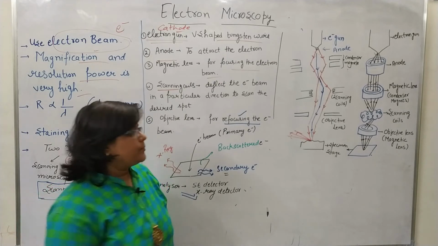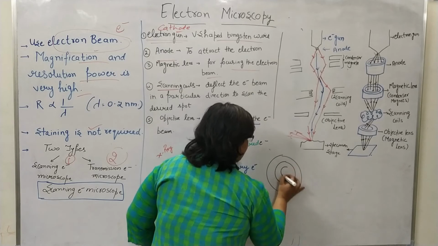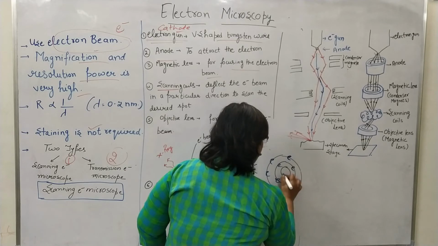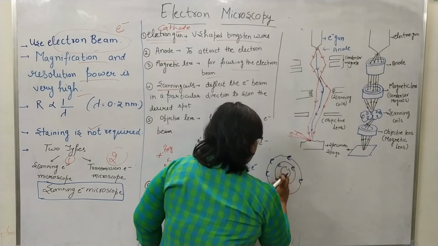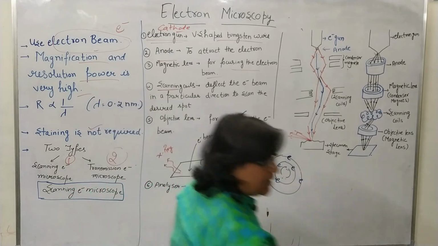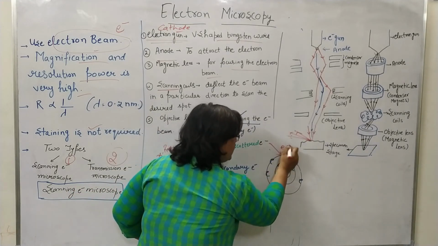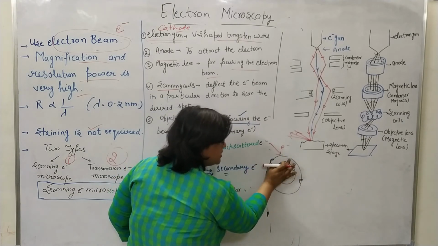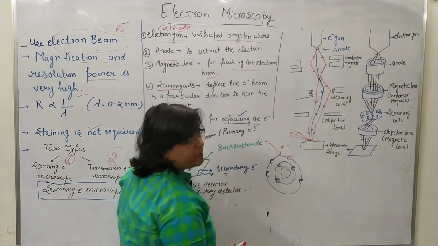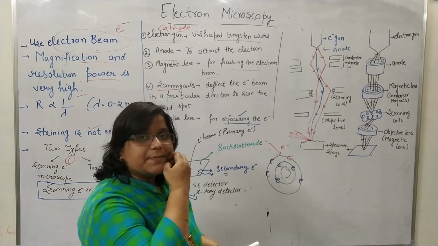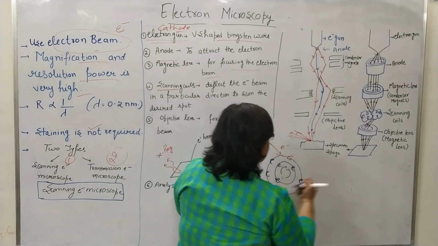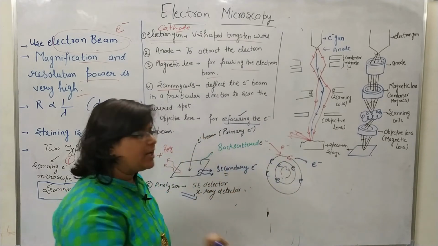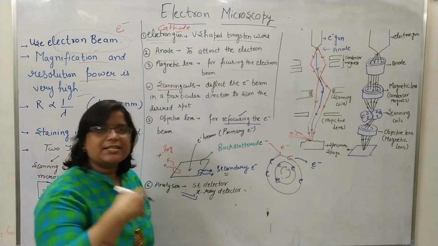What are secondary electrons? Suppose the electrons are rotating in the shell of an atom. When the primary electron interacts, it hits this electron and captures its place. Now, when the primary electron captures its place, the electron which was already revolving in the shell is just thrown back.